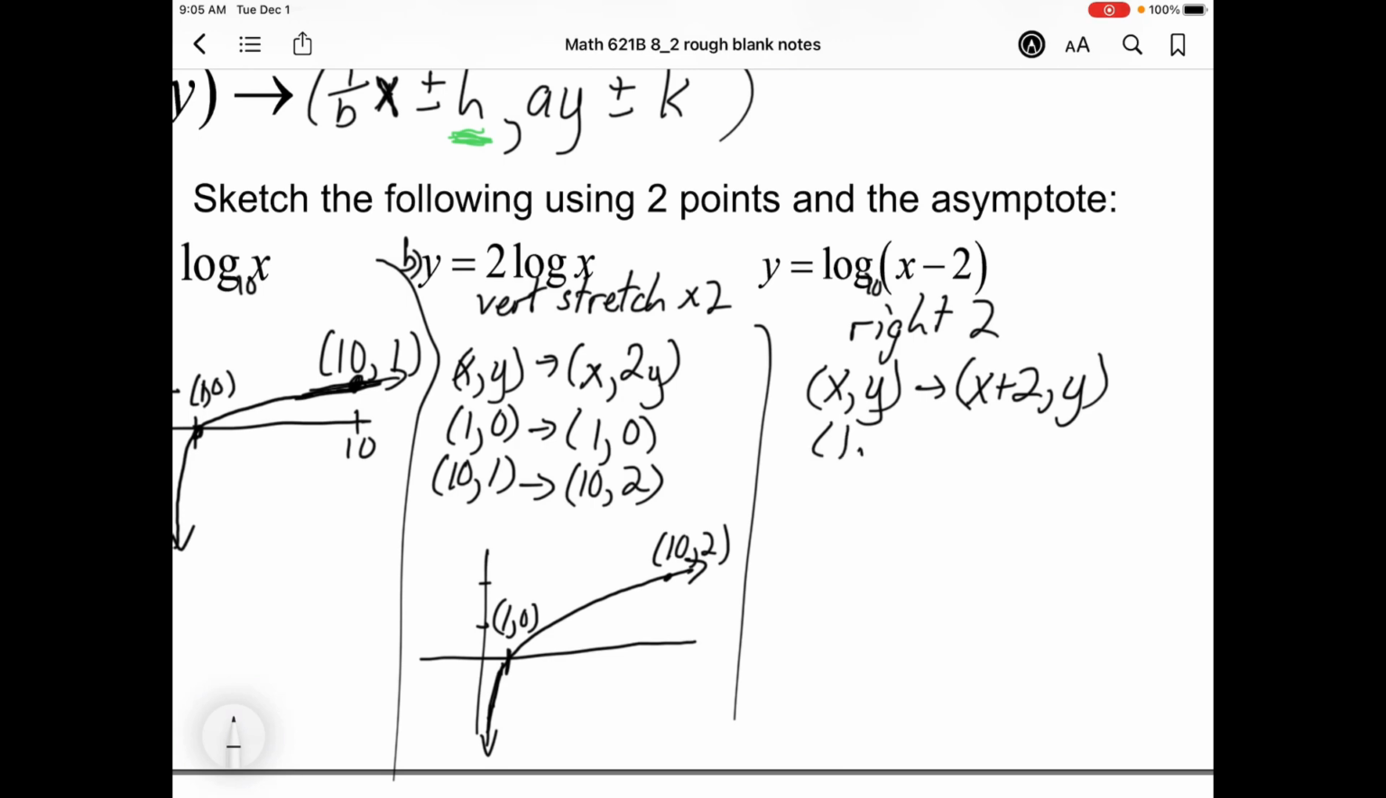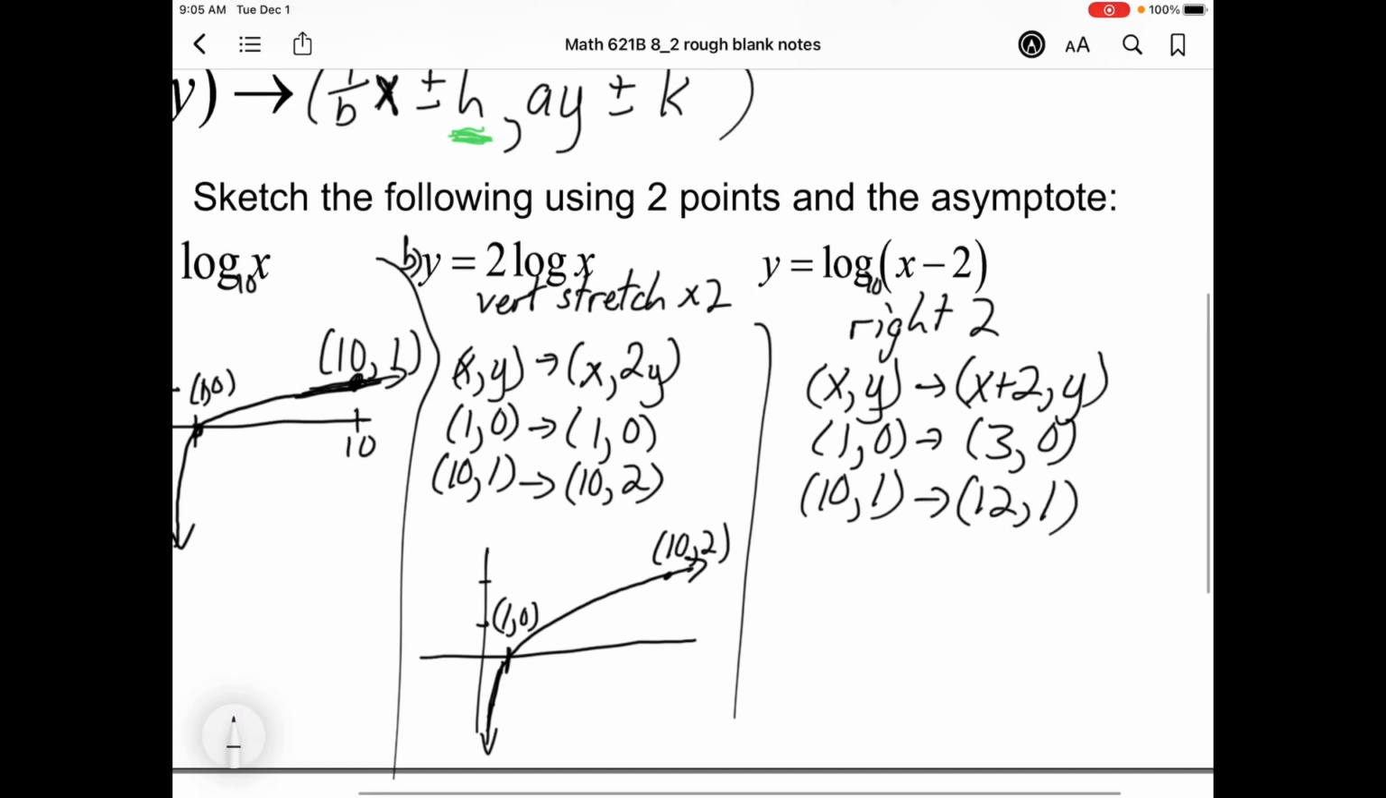The key points on a basic log base 10 graph would be (1, 0), and they'd also be (10, 1), because 10's the base. So 1 plus 2 makes 3, and the y stays the same. The next one, we'd have 10 plus 2 makes 12, and the y stays the same. Now we're going to graph this.